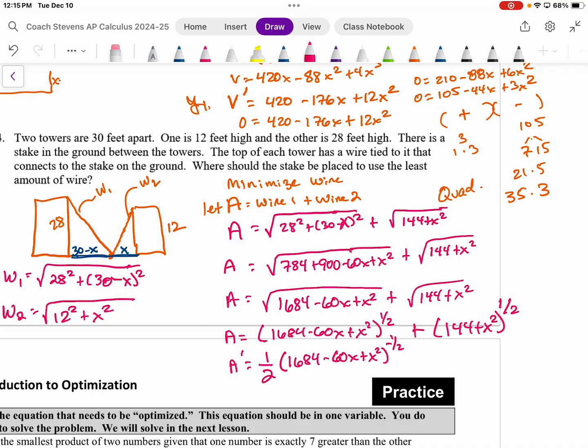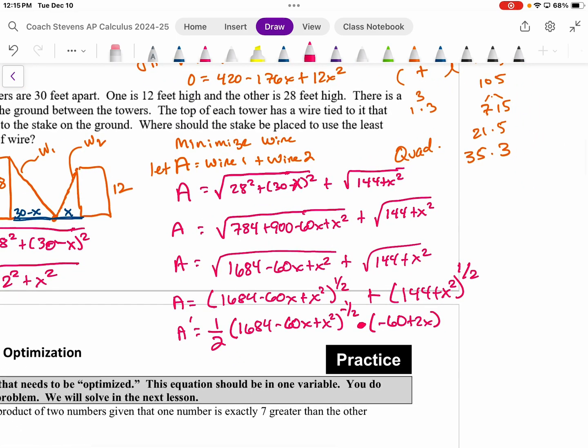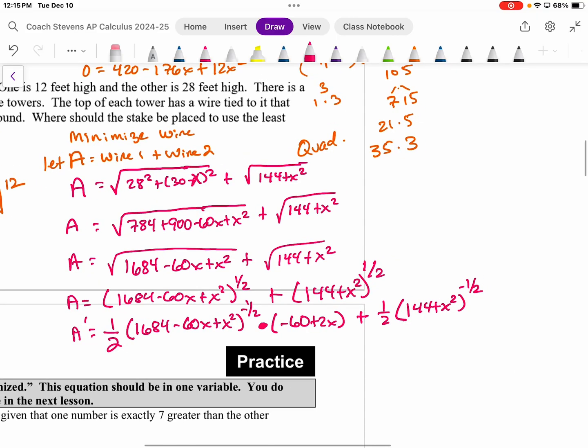Am I done on that part? No, what do I have to take now? Thank you, Garrett. Derivative of the inside. So times negative 60 plus 2x. That's the derivative of the inside. Now I'm ready to go over to the other thing. Plus 1/2, copy down, 144 plus x squared to the negative 1/2 times the derivative of the inside. That one's smaller. It's just 2x.